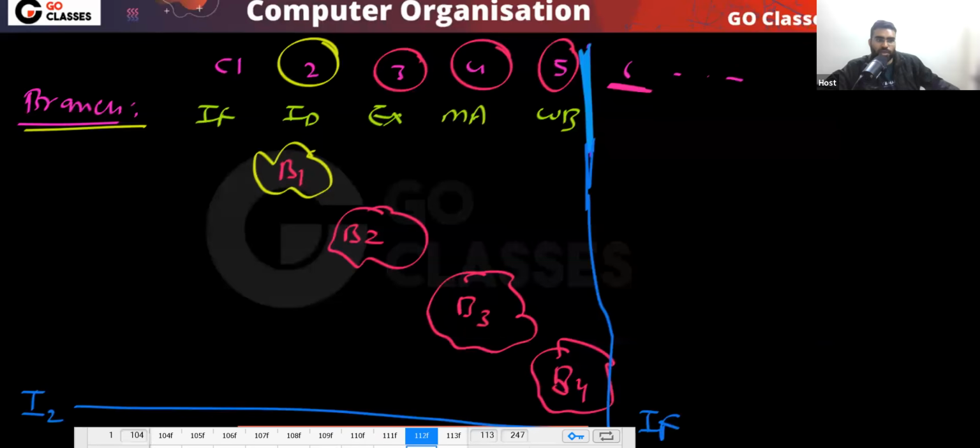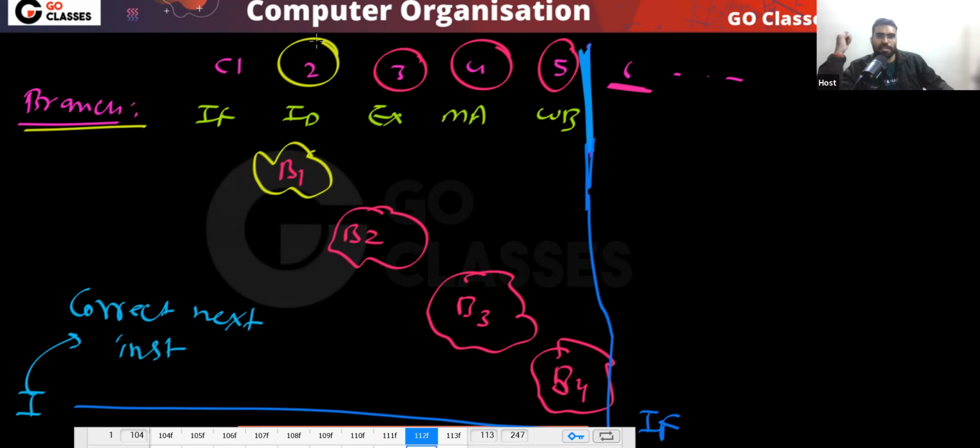Whatever is the correct next instruction, this is the correct next instruction, whether the branch is taken or not. So this is the next correct instruction that you will fetch here.